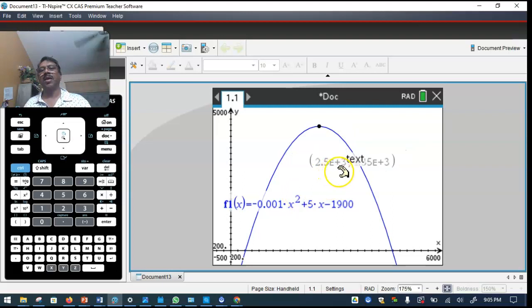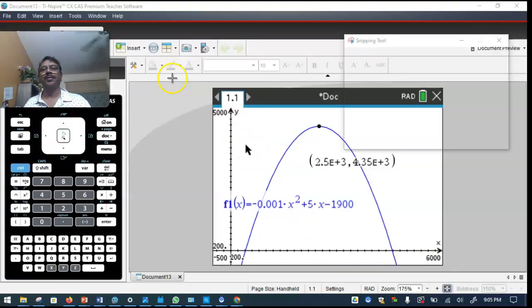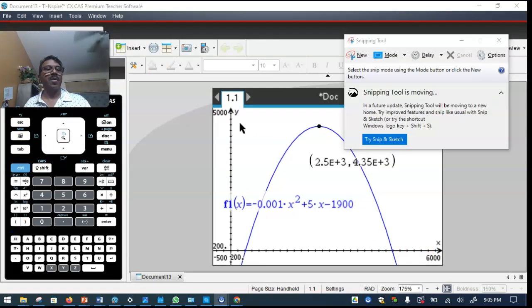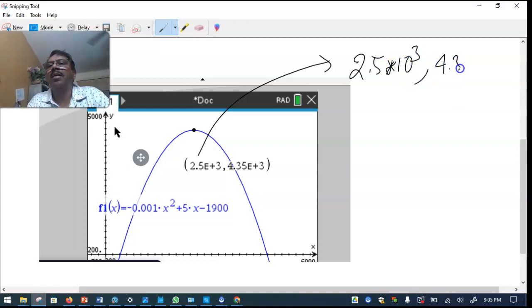2.50 E plus 3 means it is 10 raised to 3. And the other one is also 10 raised to 3. So let me see if I can do this here. No, I have to pause. So the answer that you get right here is actually 2.5 times 10 raised to 3. And the other one is 4.35. That E is exponential, means 10 raised to 3.